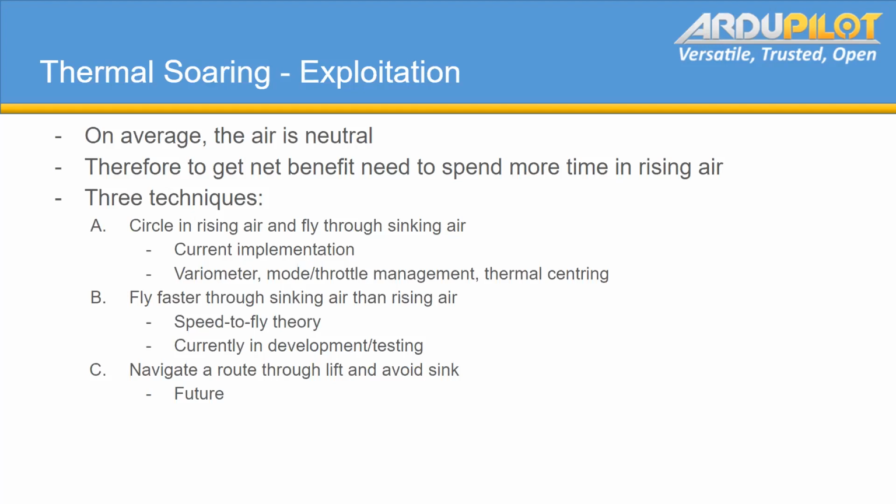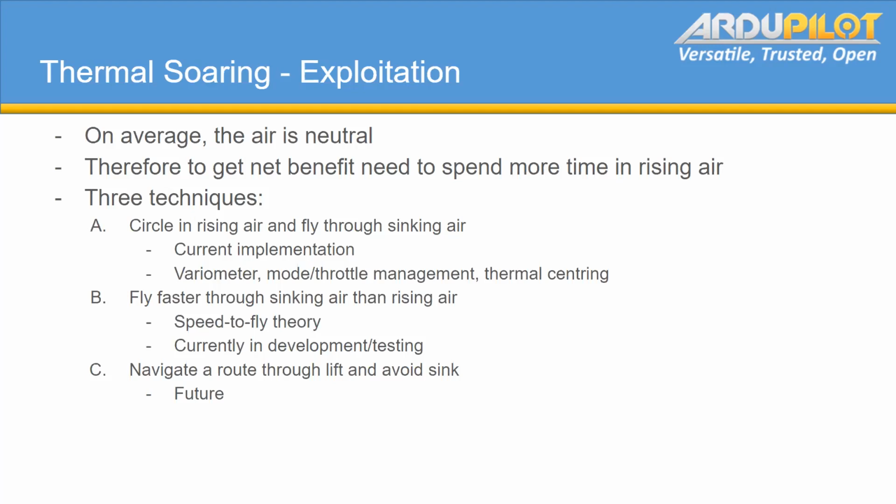So there are three groups of techniques we can use to get a net benefit and stay up for longer. The first one is effectively what's currently implemented in the code, and that's the technique of circling where the air is rising and flying in a straight line through where the air is sinking. And because you're spending more time in the rising air, you get a net benefit. There are three components behind how that works currently that I'll talk about in the subsequent slides.